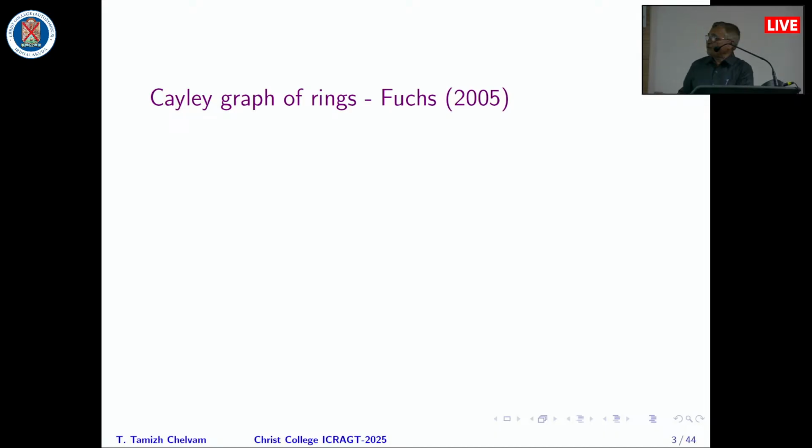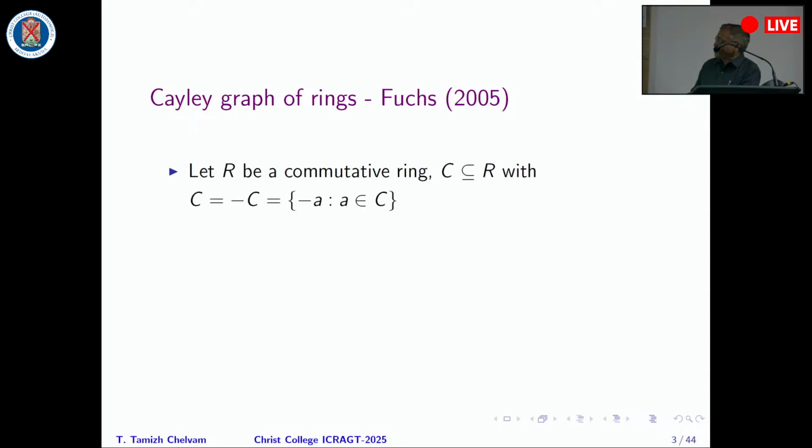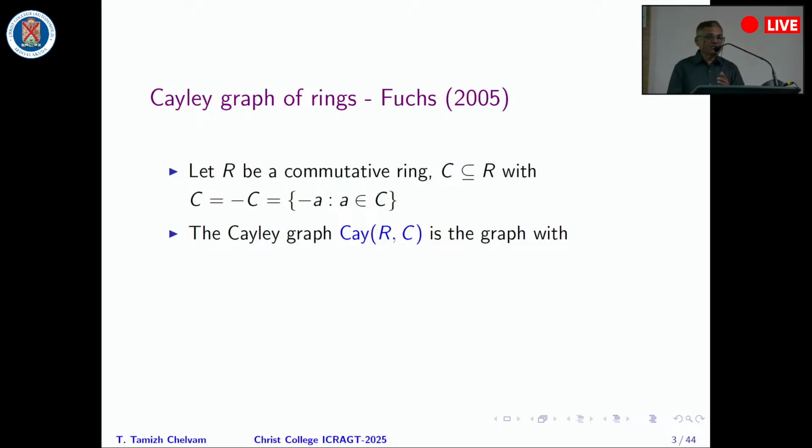And in 2005, Cayley graphs of rings were defined. Suppose R is a commutative ring and C is a subset of R with the property that C is equal to minus C. That's what I said in the case of groups, C2: every element has its inverse in omega. Similarly, here for every element a in C, minus a is also there. That is a symmetric property with respect to addition. And with such a subset, the Cayley graph of a ring R with respect to C is constructed.